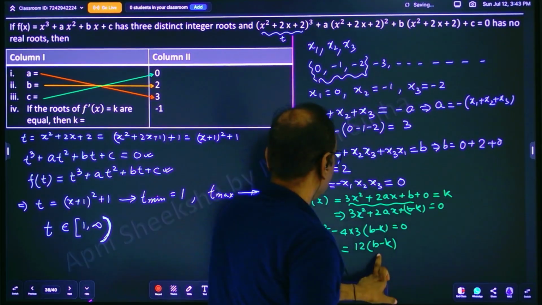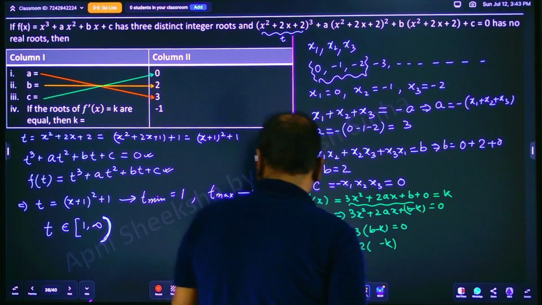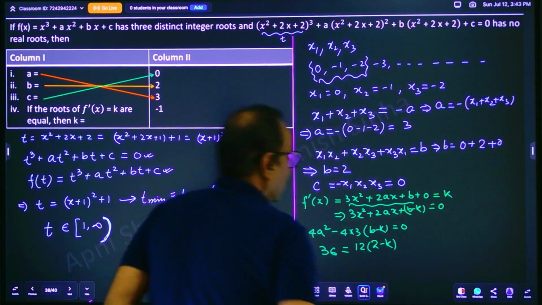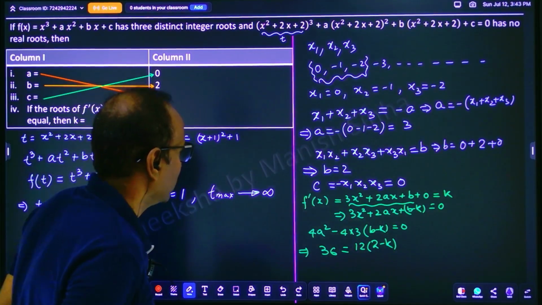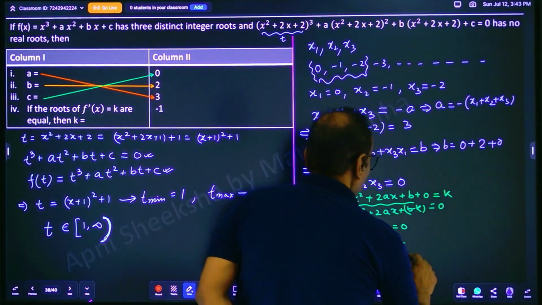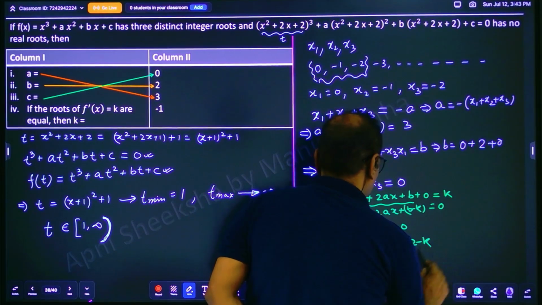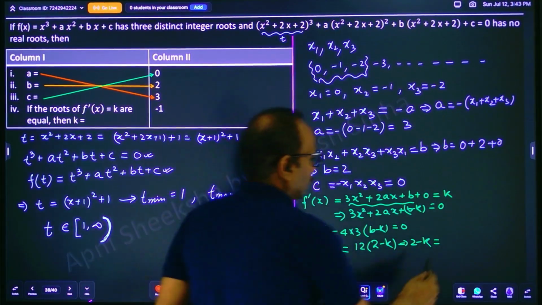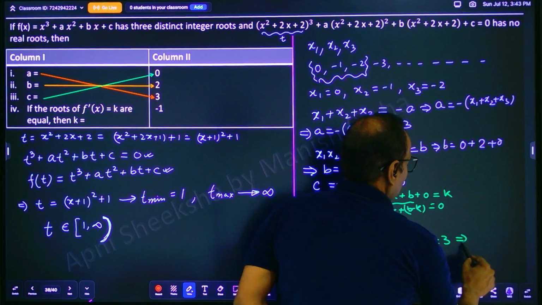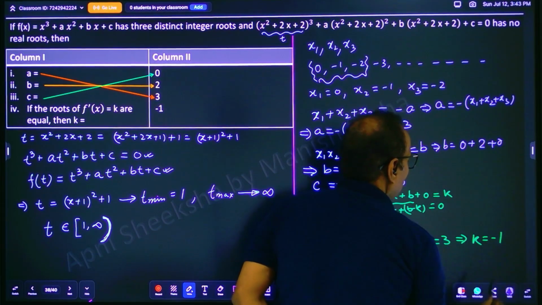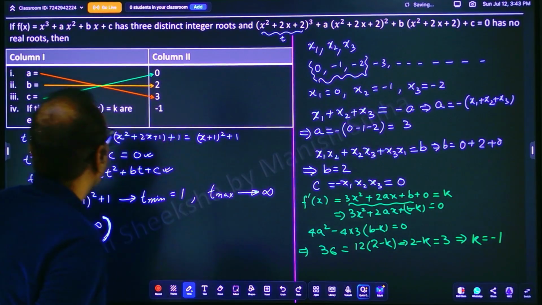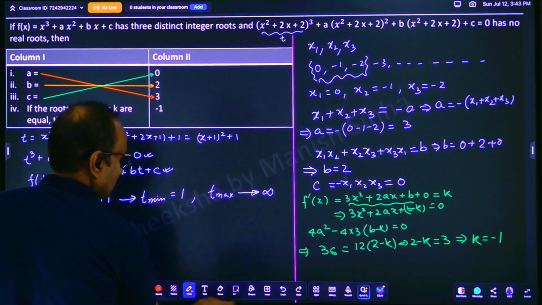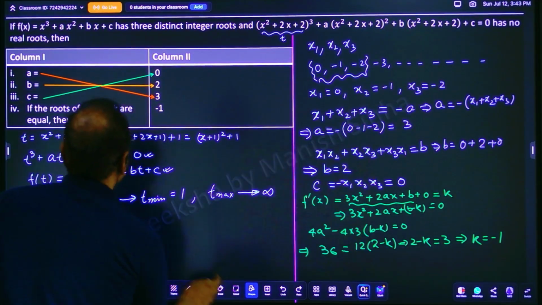Put the value of b is equal to 2. So your 2 minus k is 36 divided by 12, 3. So k will be minus 1. So you have proved this, that k is minus 1.